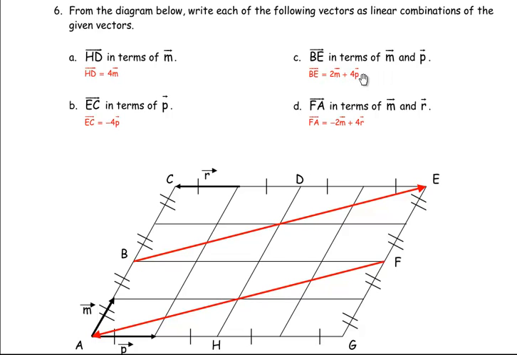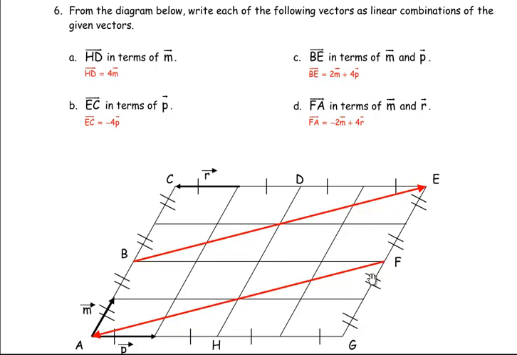For C, we're asked to write BE, and that would be this red vector right here, in terms of M and P. To go from B to E, by the triangle law, we could go up here, and that's 2 M's. And then across here, in terms of P, that would be 4 P's. So 1, 2, 3, 4 P's. So BE is 2M + 4P.